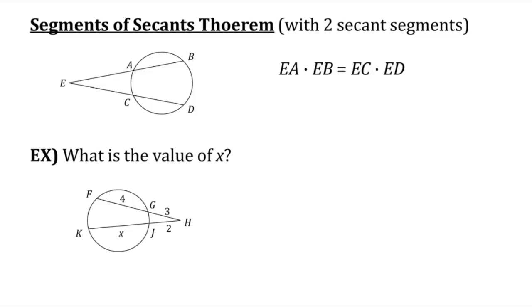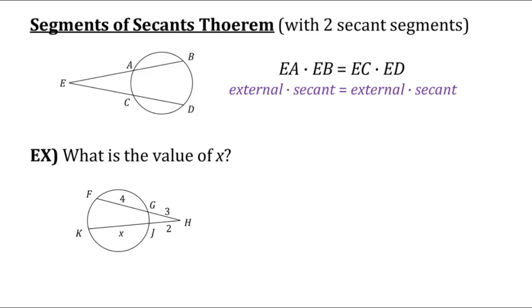And so what we're doing is multiplying the external times the whole secant, equal to the external times the whole other secant. So if we look at the picture, EA times EB is equal to EC times ED.